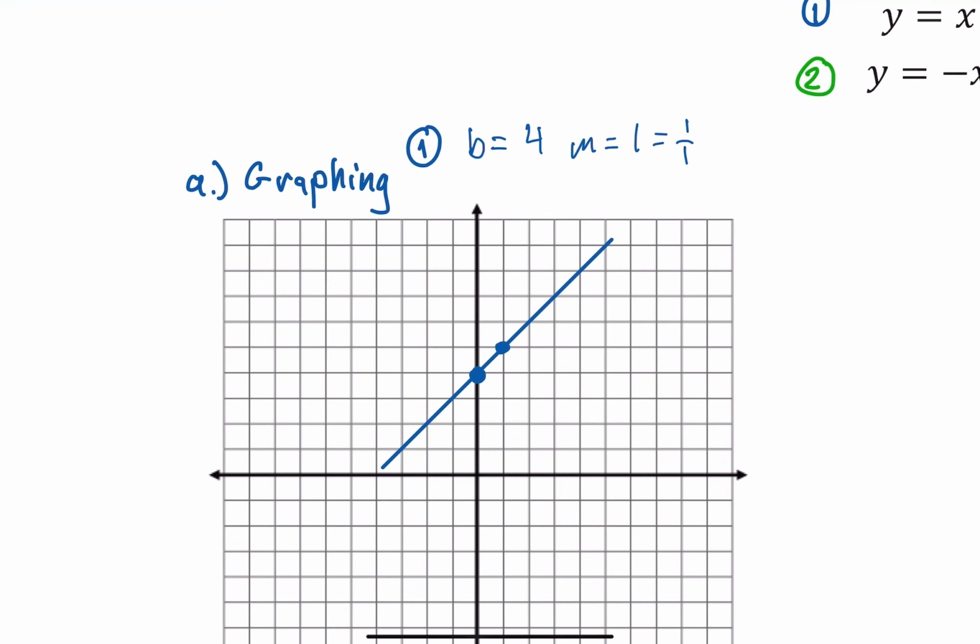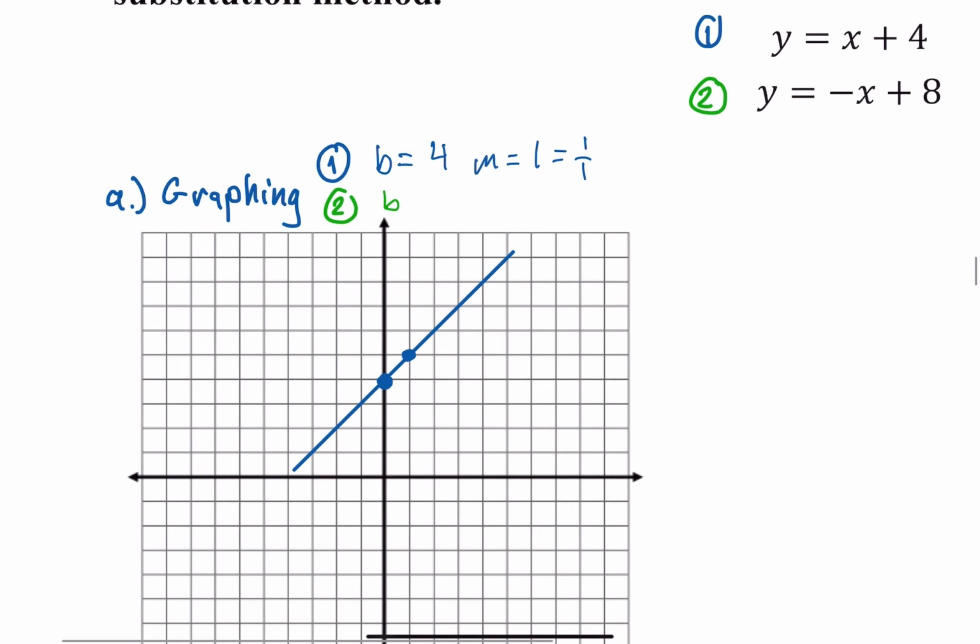So the second line, we have a b, which is going to be 8, and a slope, which is minus 1. And again, you can view that as minus 1 over positive 1. So the second line is going to be up here at 8. We're going to rise down 1. So there's the point. And again, to be accurate, you could even see it's going to go right there. So let's go ahead and draw the line. That looks pretty good.